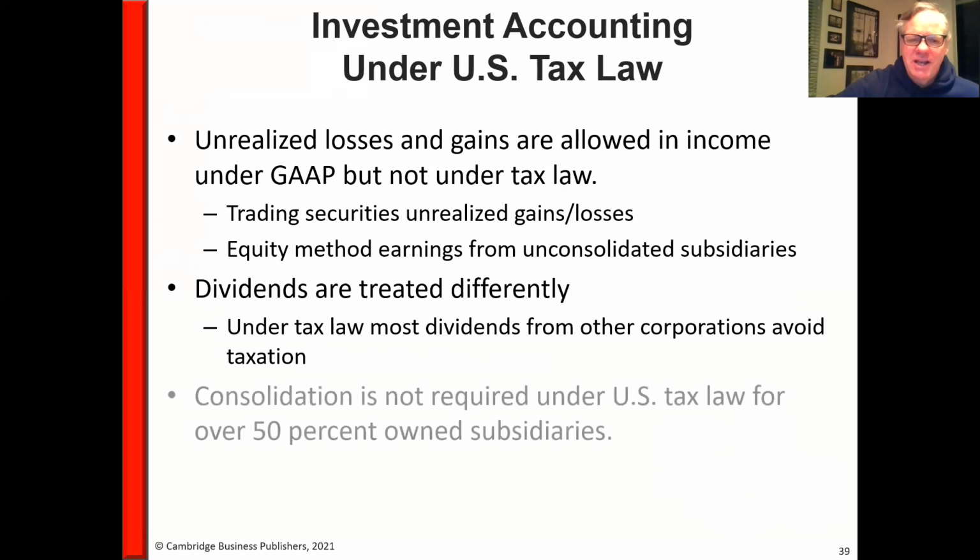So dividends are treated very differently under tax law than under US GAAP. And interesting here, consolidation is not required. Under U.S. tax law, if you own more than 50% of the subsidiary, for tax purposes those subsidiaries can still file their own individual tax returns. They're not required to consolidate. Okay, so that concludes Chapter 8.